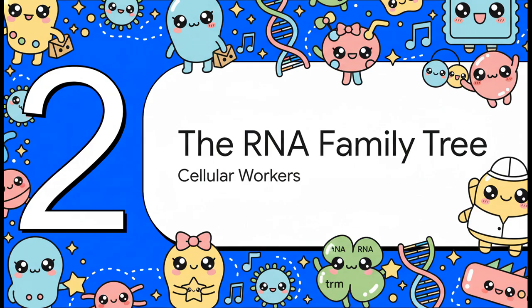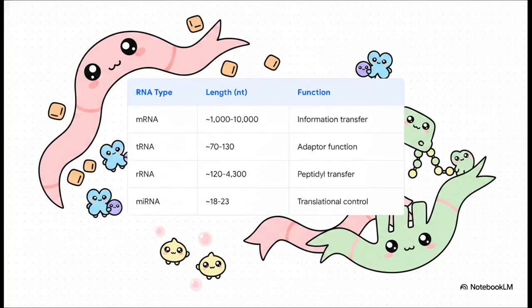Moving on to part 2, the RNA family tree, a roster of cellular workers. So now that we've got a handle on its flexible structure, let's look at its immense functional diversity. Because RNA isn't just one single thing, it's an entire cellular workforce. The really crucial point here is the sheer variety of roles.